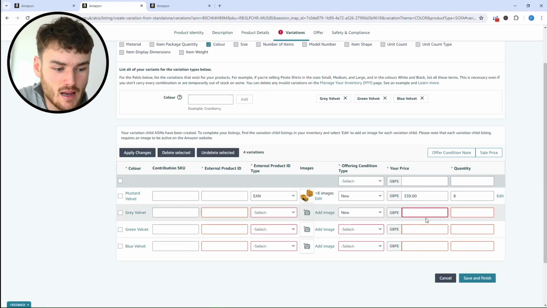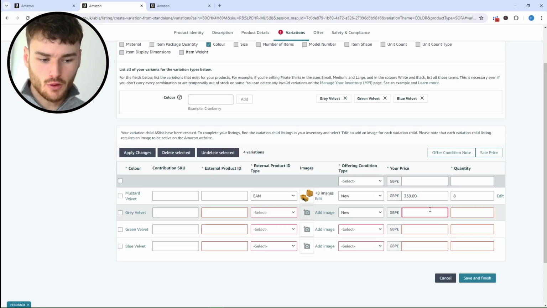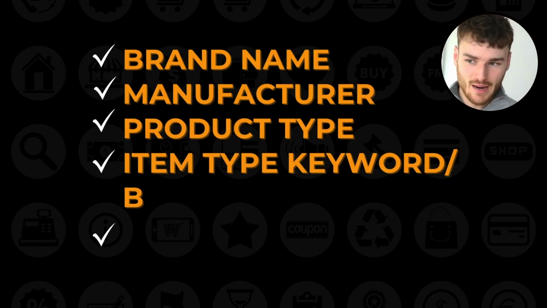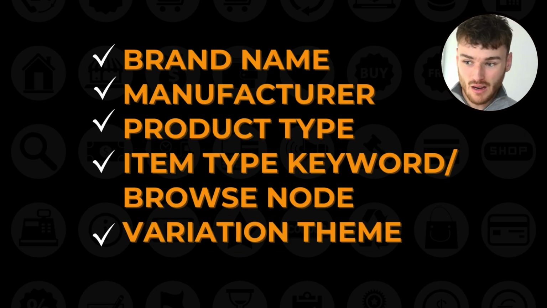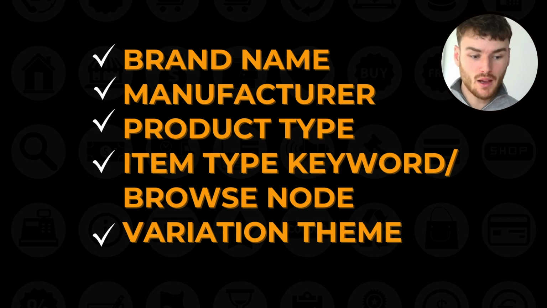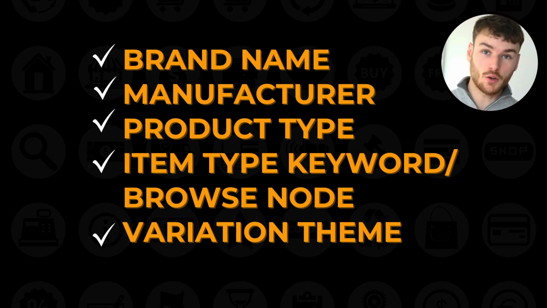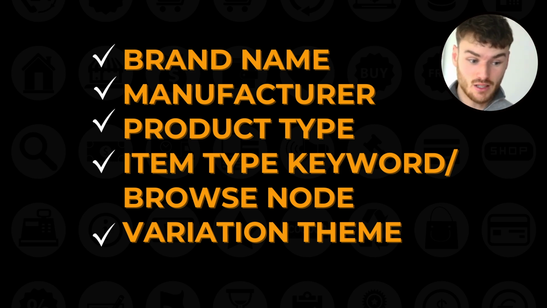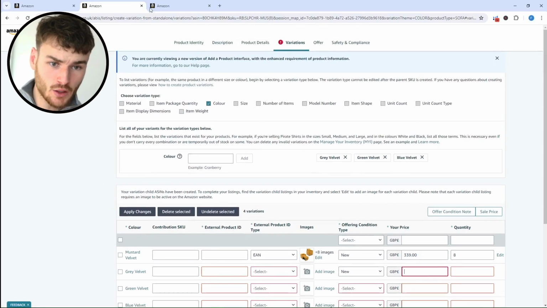And the good news is, because the product is already active on Amazon, Amazon will combine all of the reviews and all of the images. However, if your product details aren't the same, so brand name, manufacturer, product type, and so on, it won't work. So you need to make sure those details are the same, and Amazon will combine the reviews and the images. I've already filled this in on another tab.